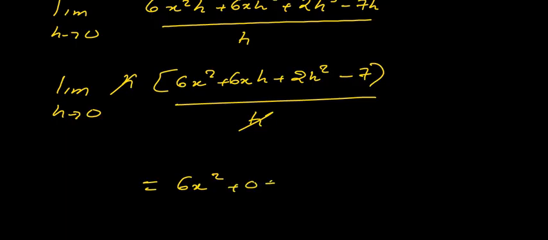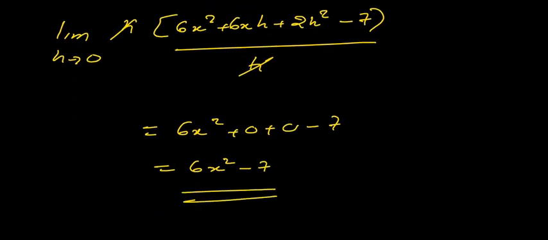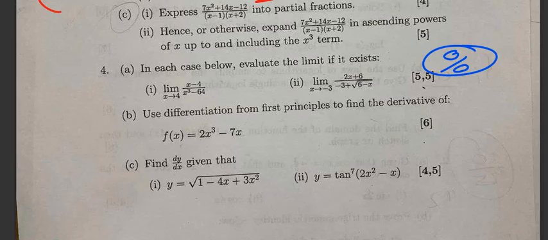Everything becomes 0 there. That becomes 0 minus 7. The final answer is 6x squared minus 7. That's how we're supposed to get it. And it makes sense because if you use the power rule, that's literally what we're going to get. Yeah, so that's okay. Then part C.